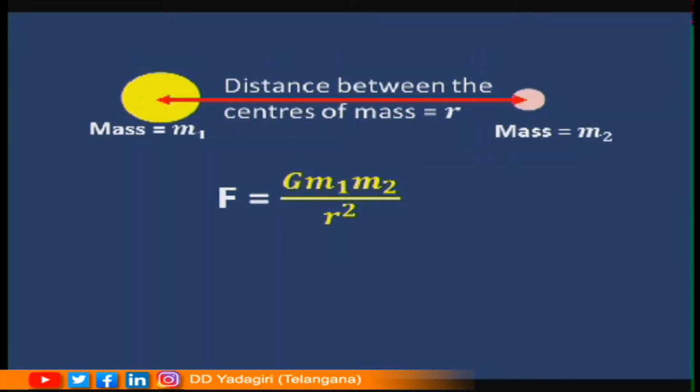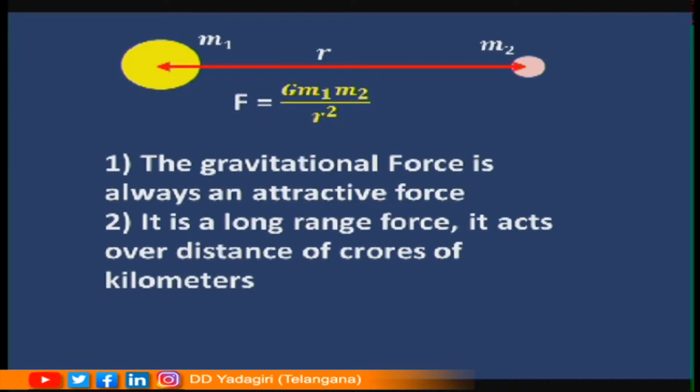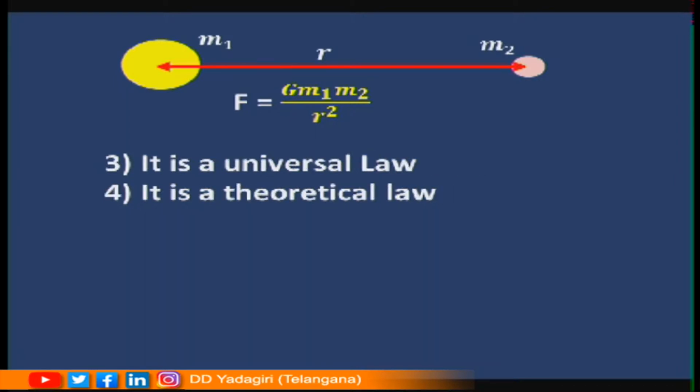The gravitational force of attraction between two objects is given by F equal to G m1 m2 by r square. We have also seen that the gravitational force is always an attractive force. It is a long range force, it acts over distance of crores of kilometers. Universal law of gravitation is a universal law, also it is a theoretical law.